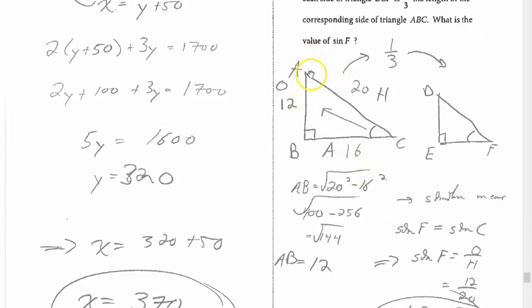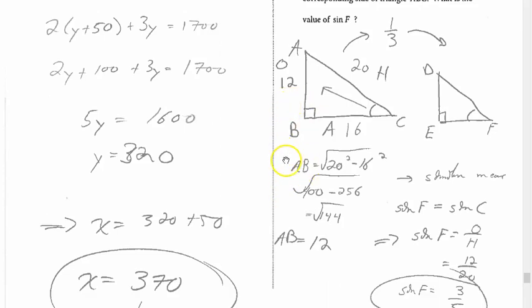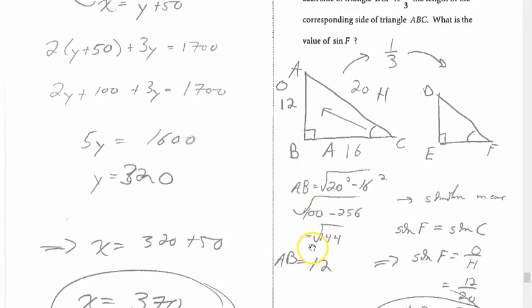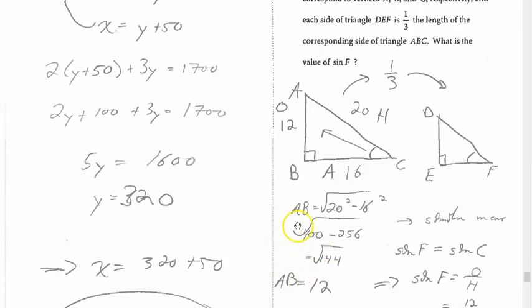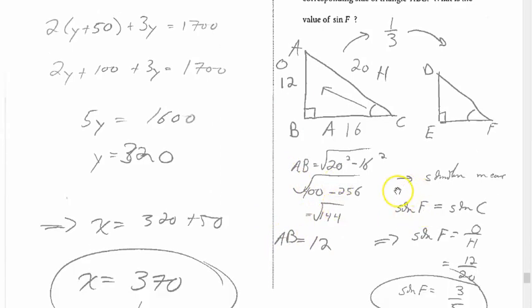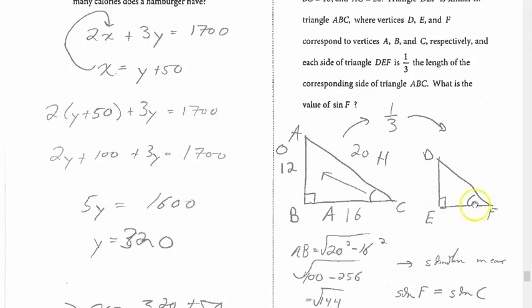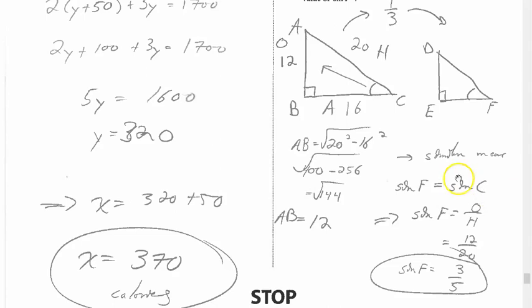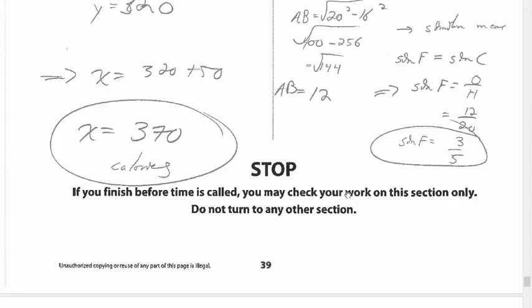So the first thing I did was I solved for AB. So, using our Pythagorean theorem here, I was able to find that AB is 12. From there, we can go ahead and move on in. So I know that similar means the sine of F is equal to the sine of C, because that's what they're saying. Sine of F, sine of C. So, moving on through, opposite over hypotenuse, well, that's 12 over 20, reducing, we'll find that 3 over 5.